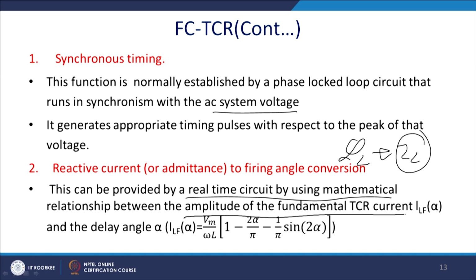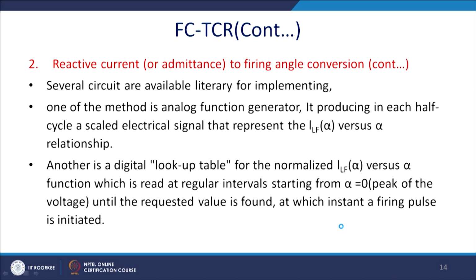The amplitude of the fundamental TCR current IFL(alpha) and the delay angle alpha is given by 1 minus 2 alpha by pi minus 1 by pi sin 2 alpha. Now, reactive current to firing angle conversion. If you refer to the book, there were several circuits available for the implementation.